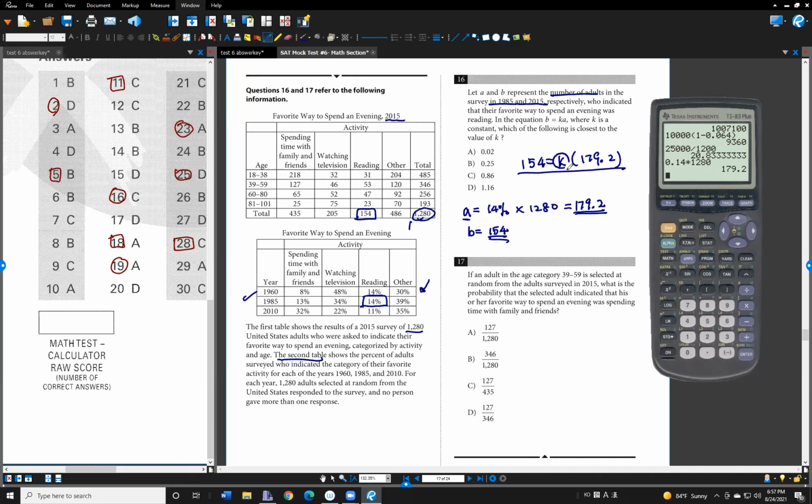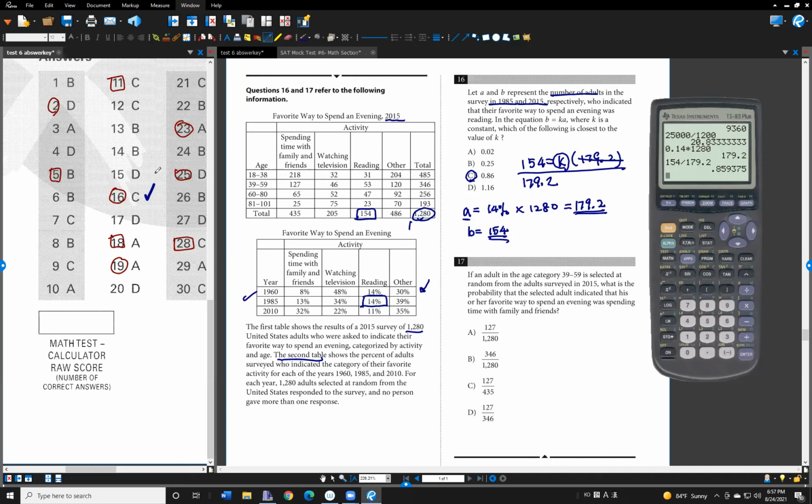In this case, what is the value of K? You can divide it by 179.2, right? I think that's correct. Dividing 154 by 179.2 equals 85.9. Okay, 86 if here, right? Check it out. Yep, choice C is the answer.